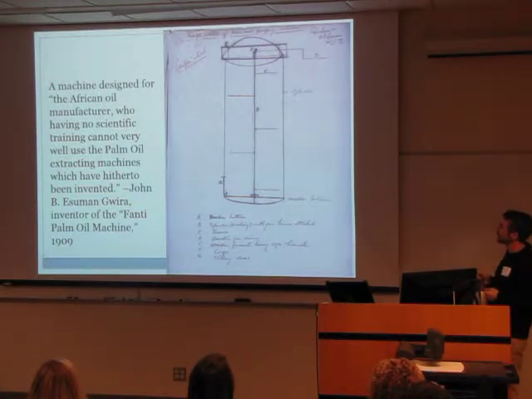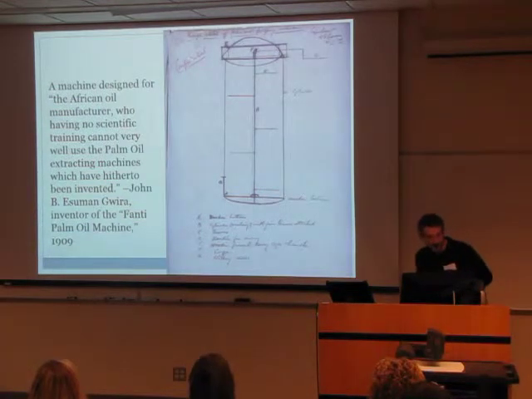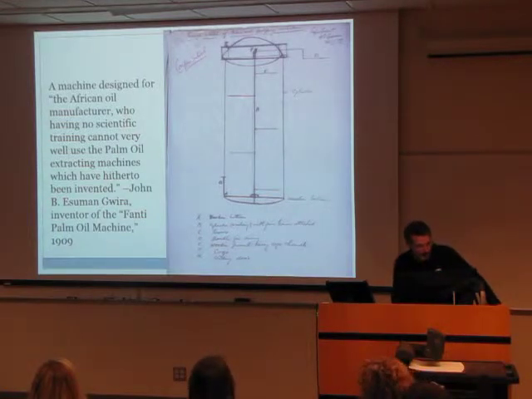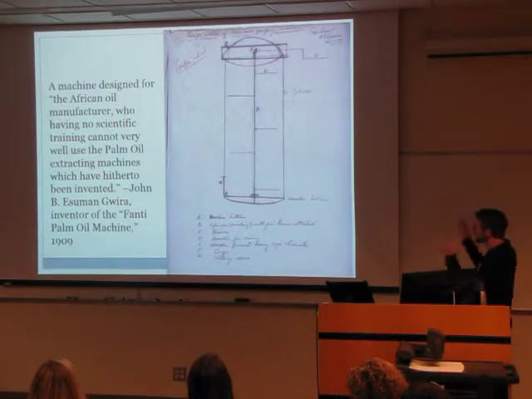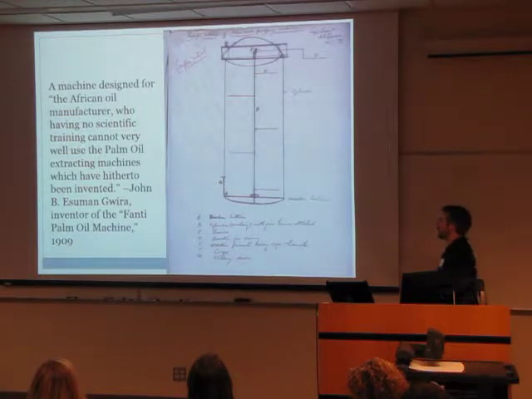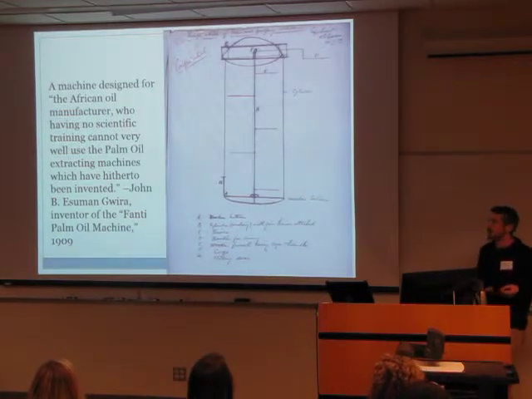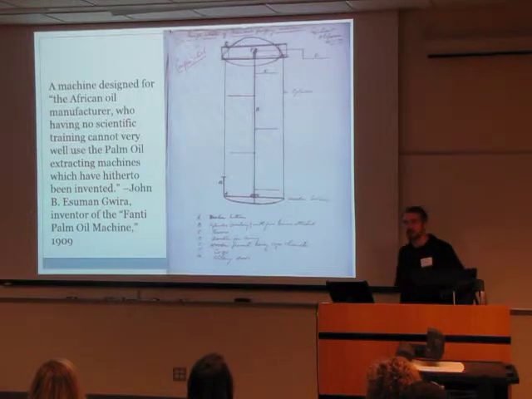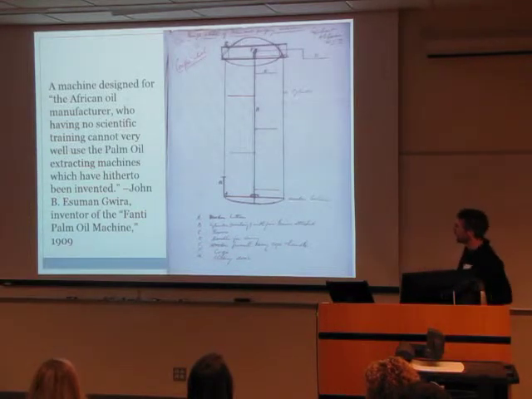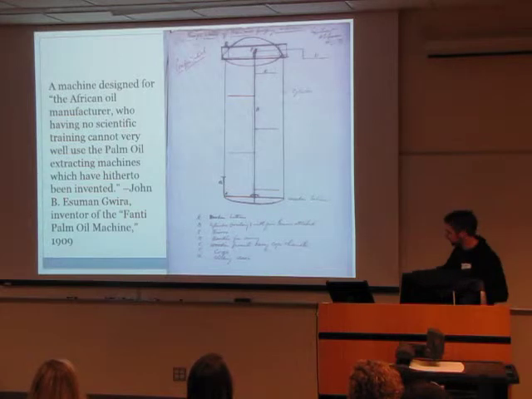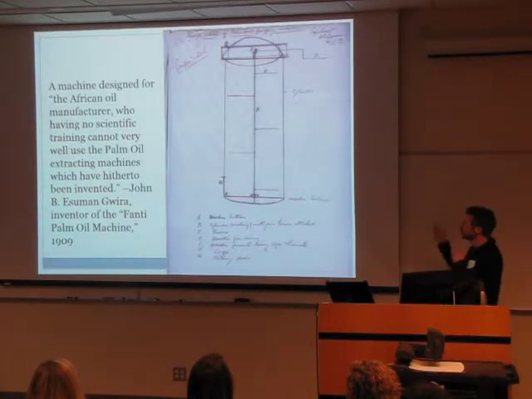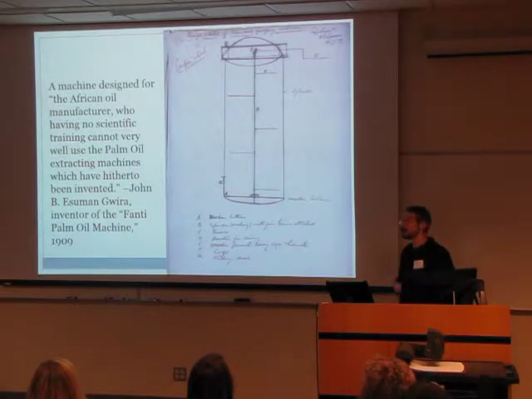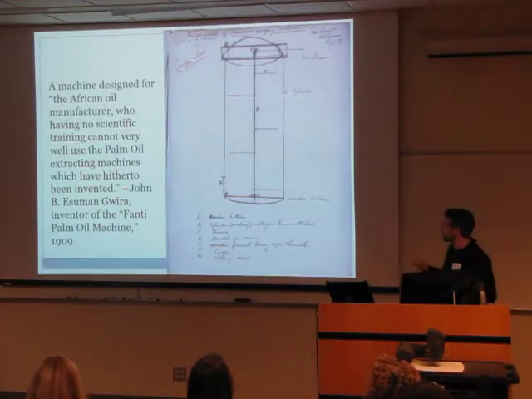And the inventor himself said he made this machine for the African oil manufacturer who, having no scientific training, cannot very well use the palm oil extracting machines, which have hitherto been invented. So I was really excited to find this. There's a couple years of correspondence where different institutes are testing this machine, different business people are experimenting with it, and it disappears. It doesn't seem to have gone anywhere. And so this got me thinking about how long people have been trying to make these machines and why they've been so unsuccessful.